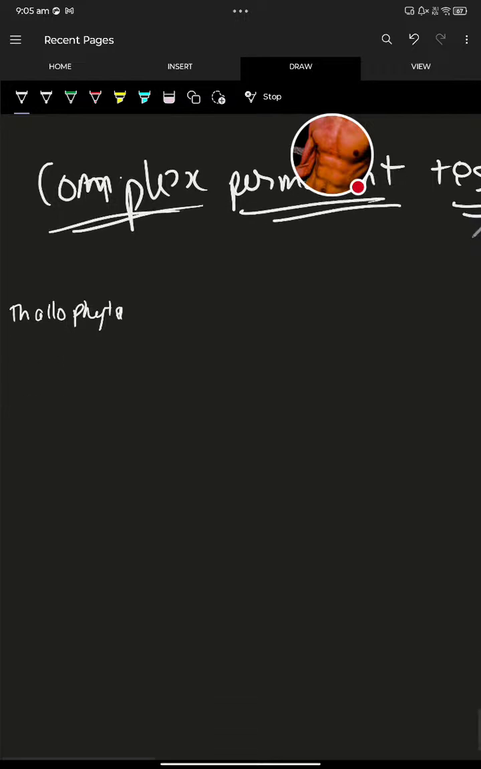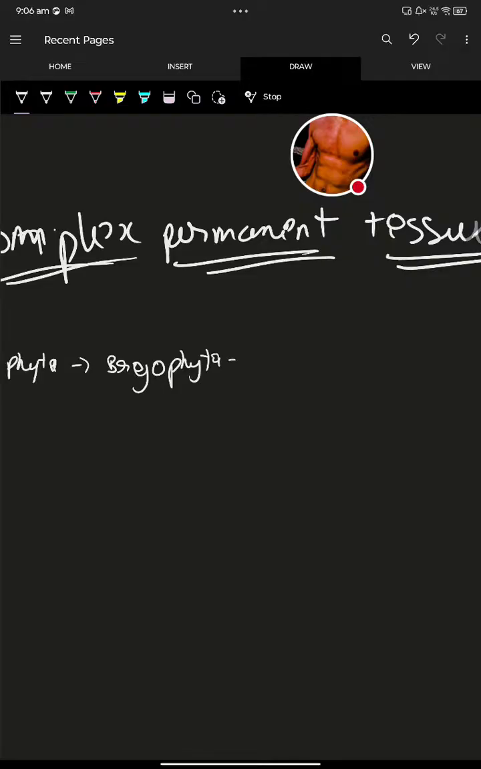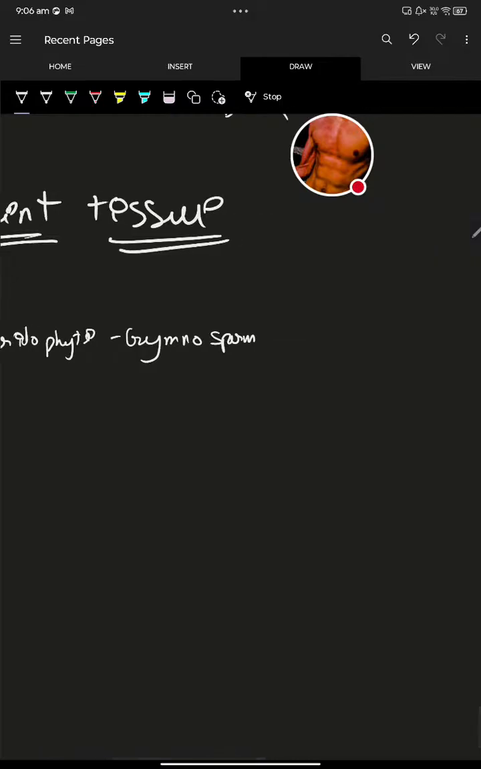So, Thallophyta, Bryophyta, then Pteridophyta, then gymnosperm, then angiosperm.